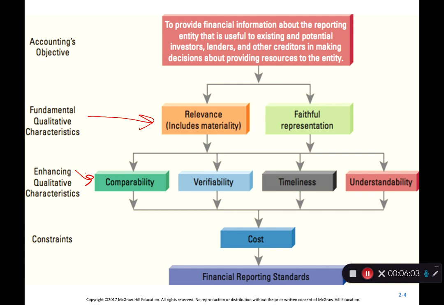There's one major constraint in all of this, and that's cost. It costs money to summarize all of this financial information, so we want to make sure that the cost of following the rules is less than the benefits derived from following them. And that all ties into the financial reporting standards, which we discussed are known as GAAP. So we want to make sure that the cost of applying GAAP is less than the benefits derived from the users of that financial information.